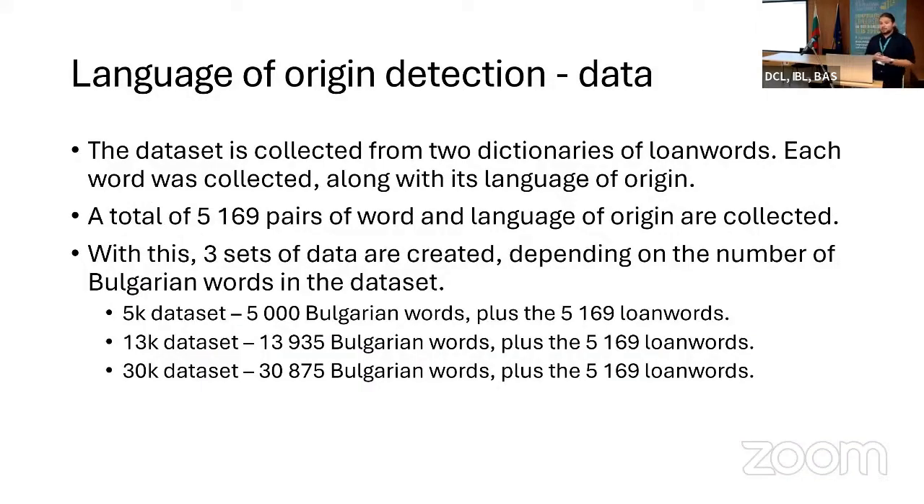The data set we collected from 2 loanword dictionaries. We have 5,000 pairs of words. And from there, we created 3 sets of data, depending on how many non-loanwords, or Bulgarian words, we put into the data set. We have 5,000 Bulgarian words, 13,000 and 30,000 Bulgarian words, along with the 5,000 loanwords. So we have those 3 data sets to model basically how many loanwords we include.